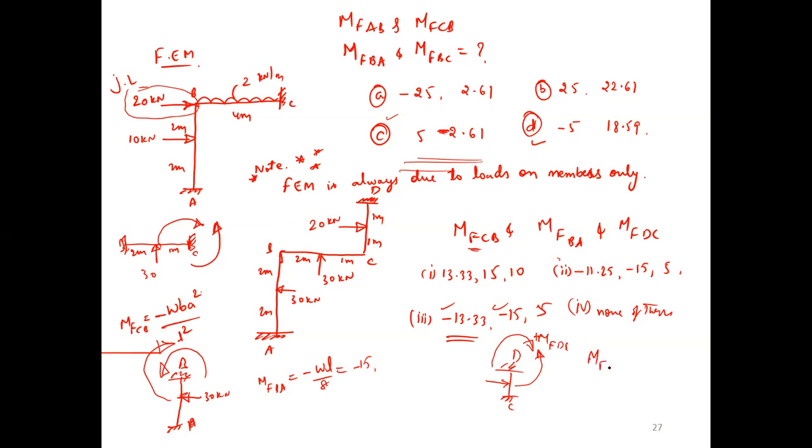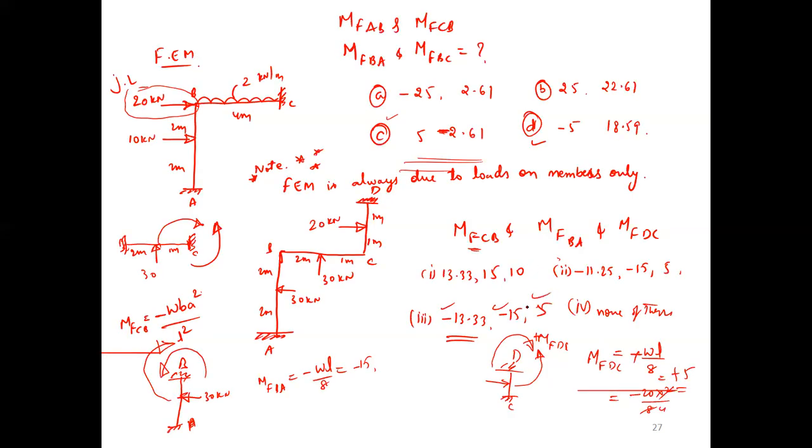So MFDC equals minus WL by 8. Minus, W is 20, L is 2, by 8. 2 4s are 8. Therefore, minus 5. Clockwise, positive, plus 5. See? What is the option? Which one is the option?